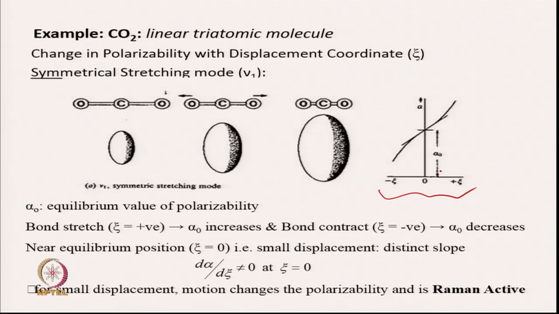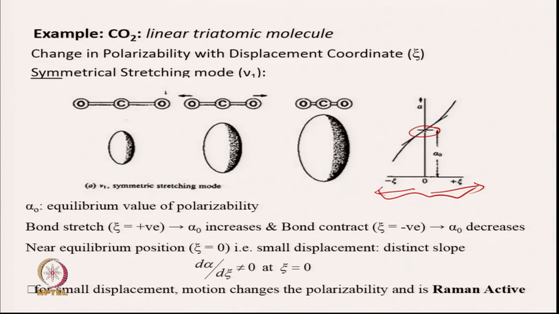So, this is plot for symmetrical stretching mode, and you can see that your epsilon is plotted against alpha, and now you see this is your equilibrium position. So, you are at this point, and now what you are looking at is what happens when you compress the bonds or stretch the bonds. So, this is your stretching, and you are going towards plus E, and at plus E your volume of ellipsoid is smaller and polarizability is higher. So, you can see this polarizability is increasing. When you do compression, you are looking at this negative side of extension, and you can see that your volume of ellipsoid is larger, it means polarizability is smaller, and so polarizability is dropping with the compression.